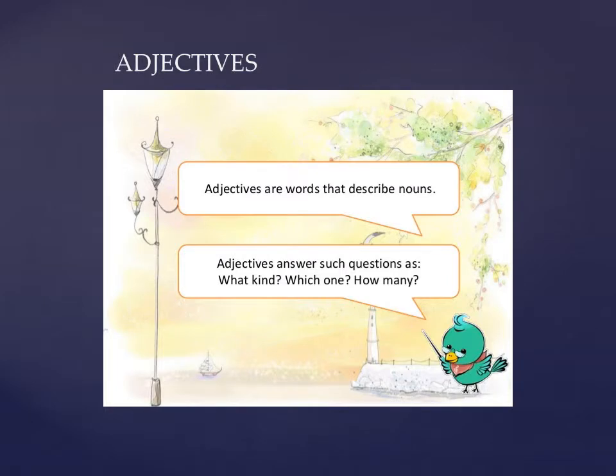First of all, children, see here in the first slide I have given the definition of adjectives. What are adjectives? Adjectives are words that describe nouns. Means adjectives are words that modify the nouns. They give some more meaning to the nouns, when we ask questions like what kind of noun, which one is that, how many. So adjectives answer such questions like what kind, which one, and how many.